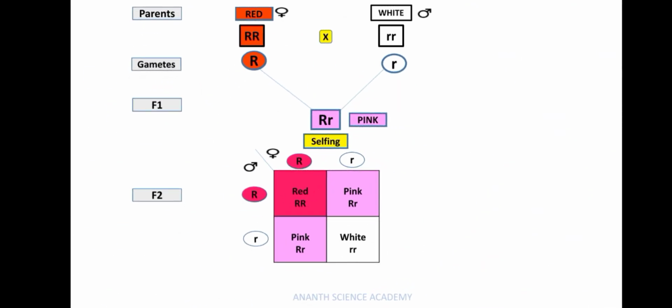Hope now you are clear with what is incomplete dominance, in which plant it is observed, and how to work out the cross, and what are the phenotypic and genotypic ratios of this cross and how it deviates from Mendelian ratios. Let's continue the chapter in the next video.